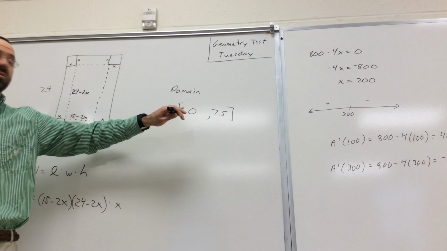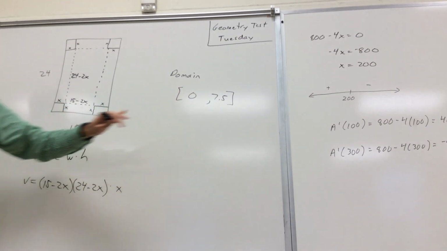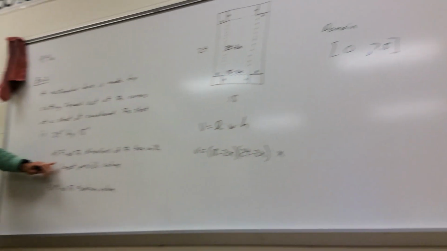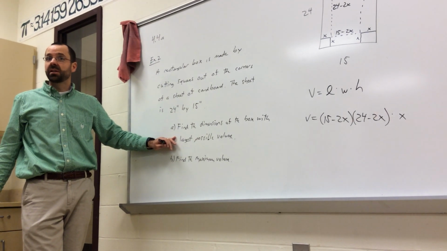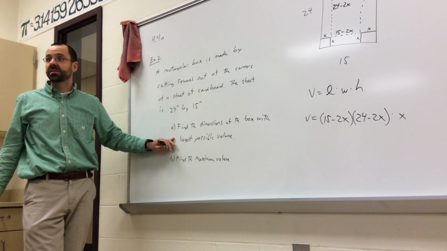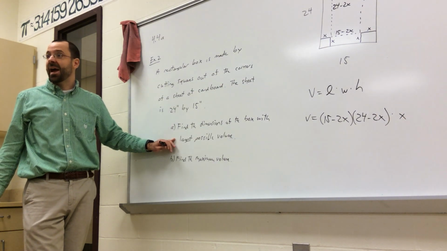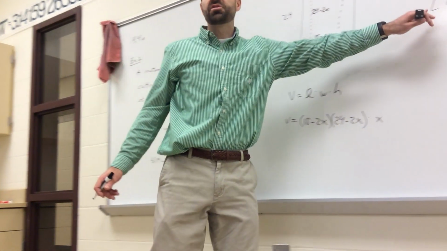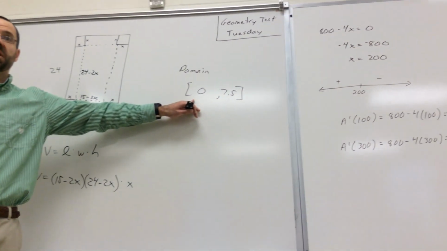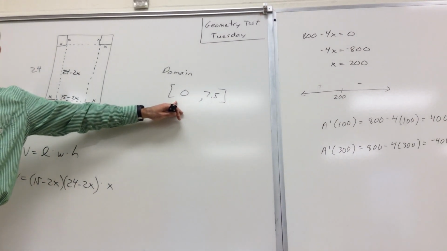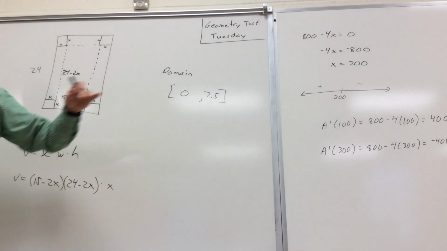Now, the reason I wanted to do this, well, this question's asking for the largest possible volume, right? So that's an absolute max. And on this problem, we're looking for an absolute max on a closed interval. So because of that, we can use the closed interval method. So on number 1, yeah, go ahead.